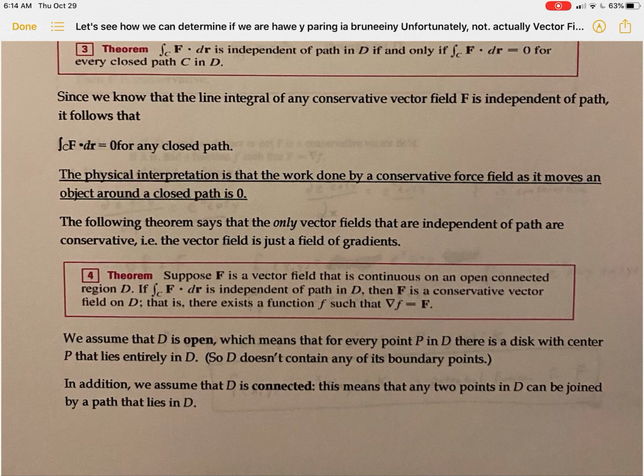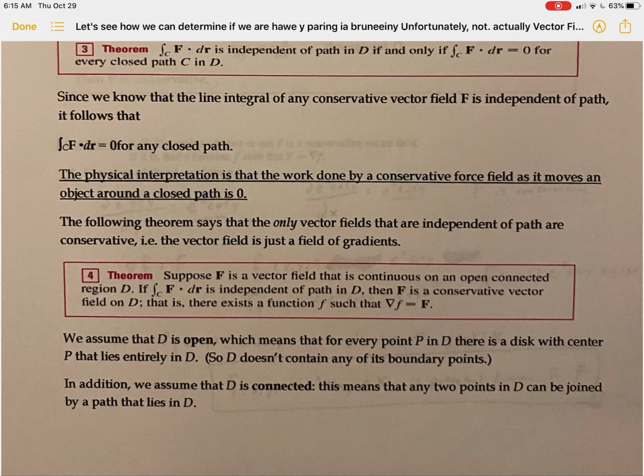That is, the vector field is just a field of gradients. So, theorem 4. Suppose F, again, F is our vector field. So suppose F is a vector field that is continuous on an open connected region D. If the line integral is independent of path in D, then F is a conservative vector field on D. That is, there exists a function f such that del f, so if we take the gradient of f, is equal to our vector field.